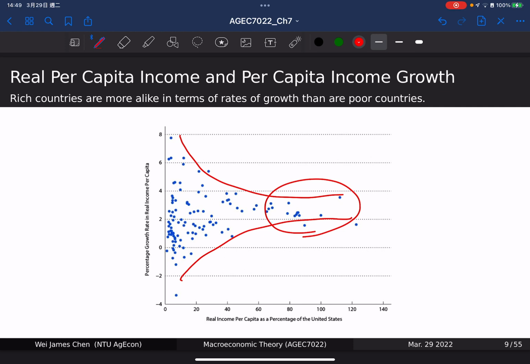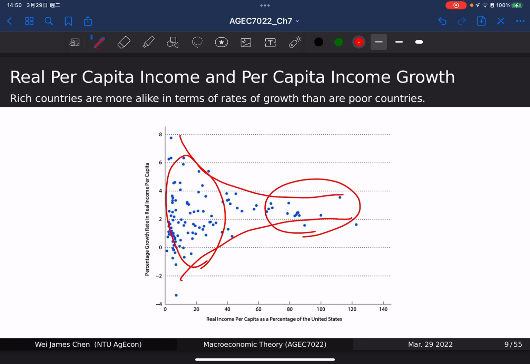But if you are a poor country, then your growth rate can range from 0% to 6%. 6% is really high. Remember the 62 rule. 62 divided by 6 is 12. That means if a country can keep a 6% growth rate per year for 12 years.